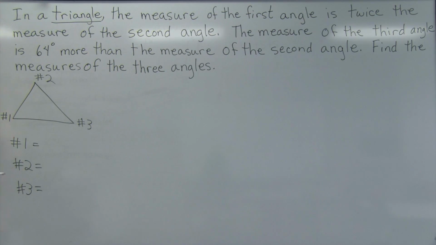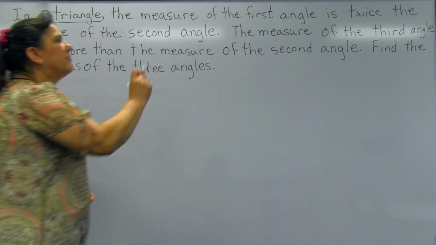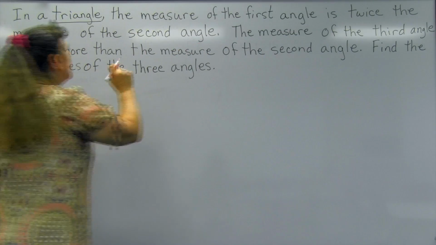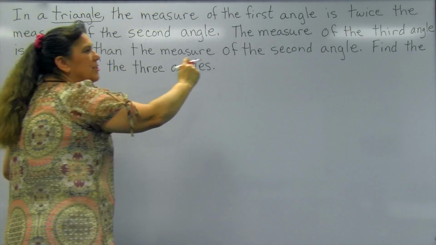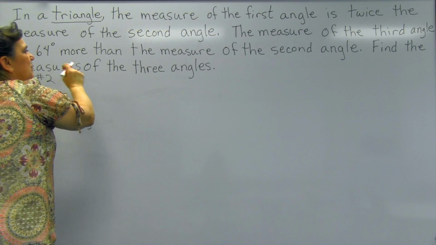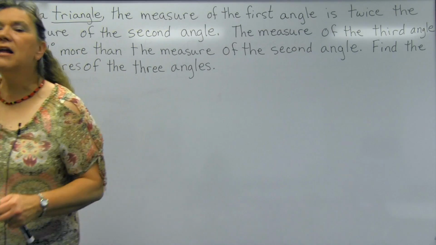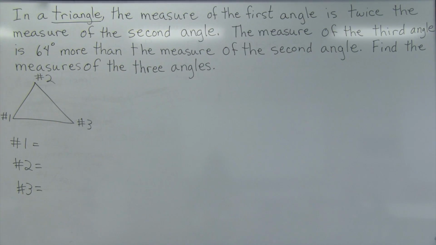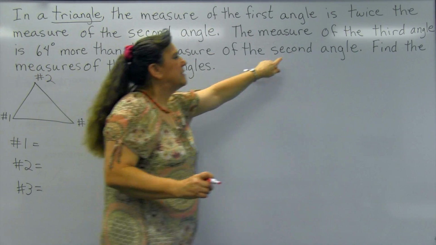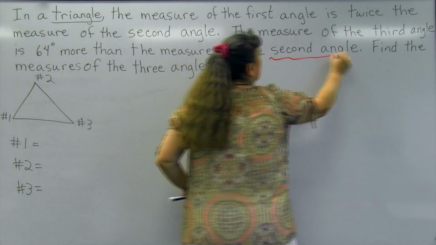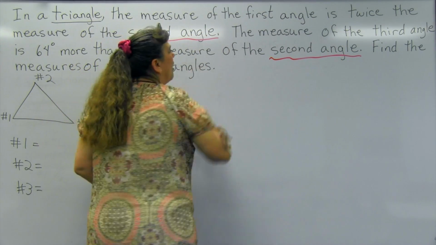Okay, so now let's look and see from the description, what do we actually label? Let's underline some things that will help us. First of all, let's look. The measure of the first angle is twice the measure of the second angle. And the measure of the third angle is 64 degrees more than the measure of the second angle. So which angle is the one that everything is based upon? If you think about it, it's said twice. Second angle, second angle. So your second angle is the basis for which everything operates.